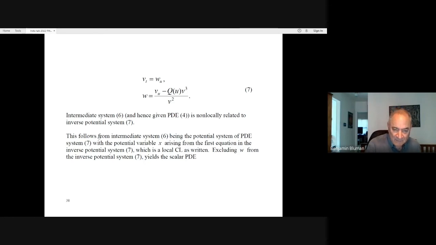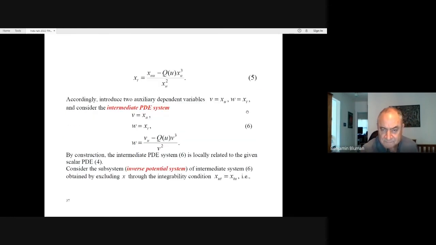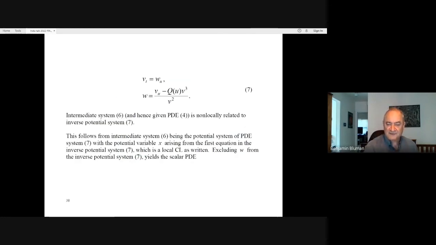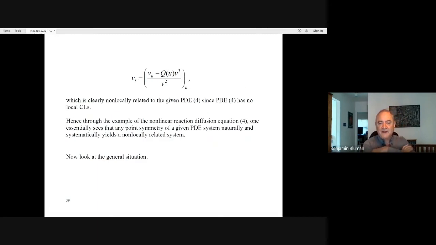Okay, so I'll repeat here. This follows from the intermediate system being the potential system of the system, with the potential variable X arising from the first equation in the inverse potential system 7. There's X. X_u is v. X_t is w. But excluding w from the inverse potential system yields the scalar PDE indicated over here, which is clearly non-locally related to the given PDE. So here's a scalar equation non-locally related to the given PDE.